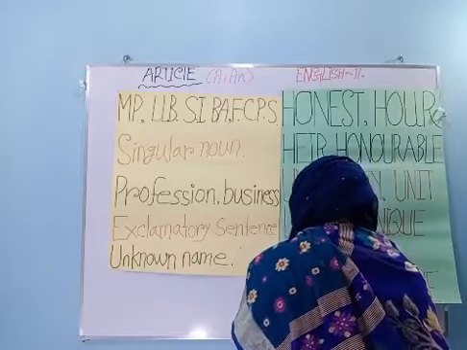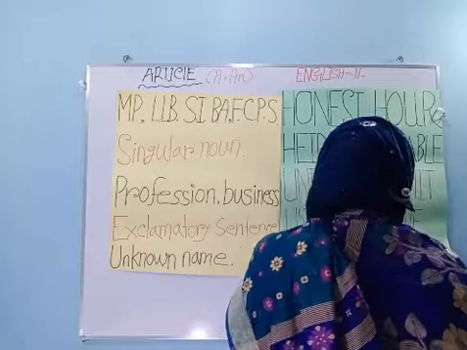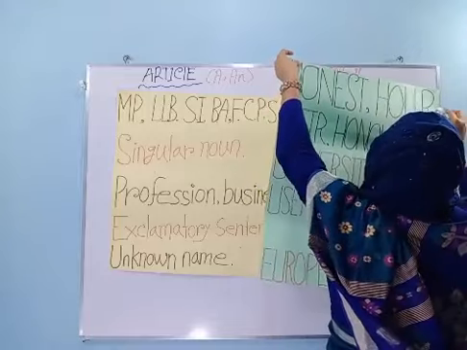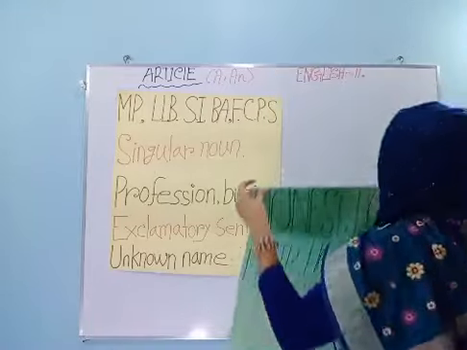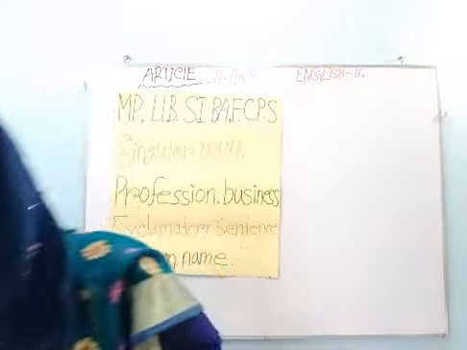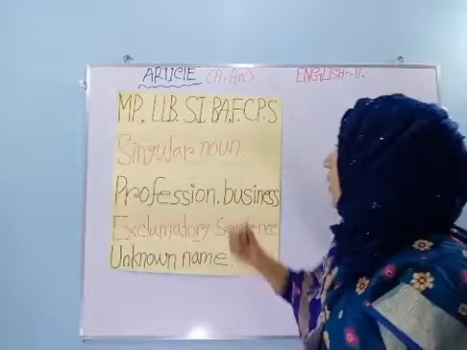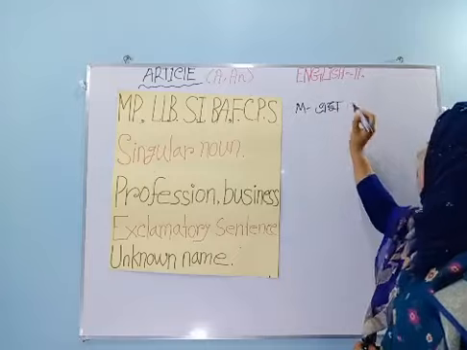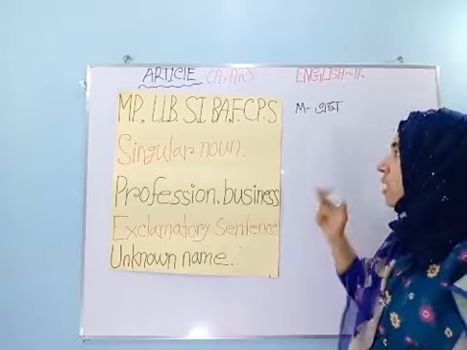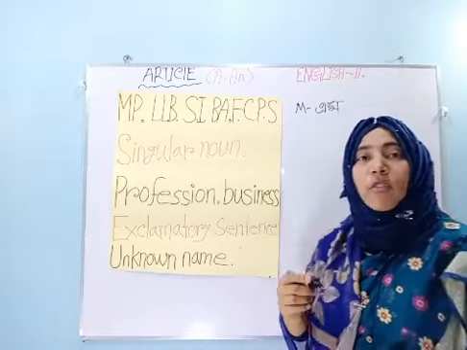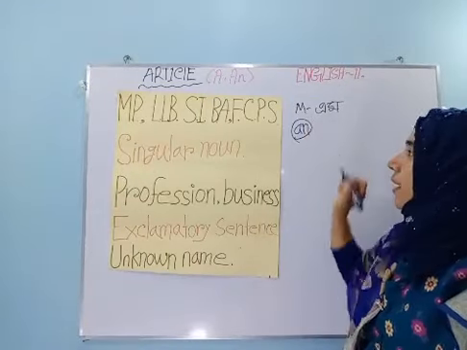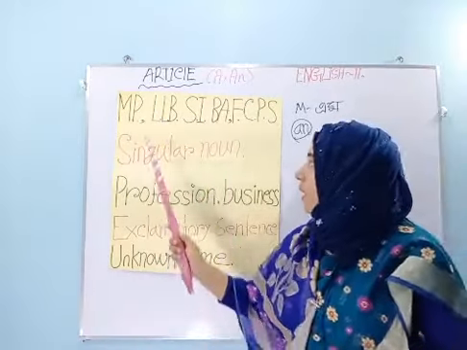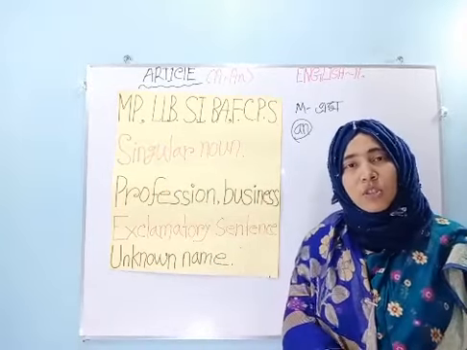What can you tell me? If you can tell, please tell me by comment. What will be the article here? Okay, look at this. Here you see M. That means this is like M, and the pronunciation is a vowel sound, M. So you have to use here which article? Of course, article an.